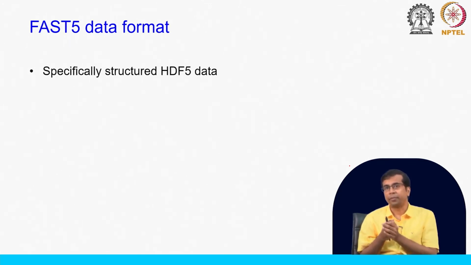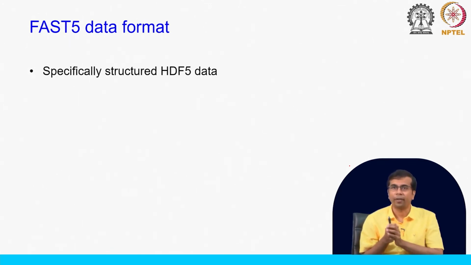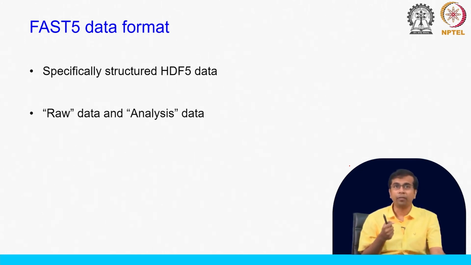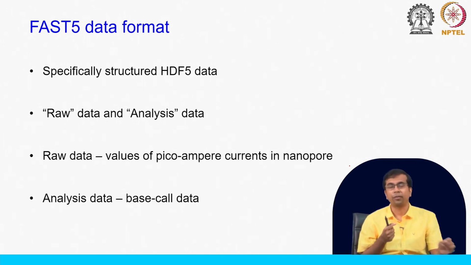FAST5 is a specific structure of this HDF5 data. It is a simplified version, it is not as complex. What you have is something called raw data and analysis data in FAST5. So, what is this raw data in FAST5?